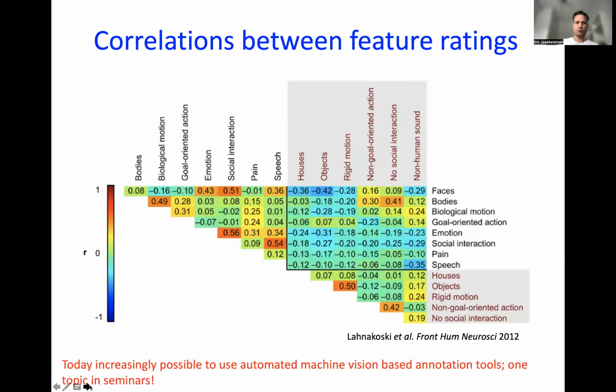And so here you can see just the control analysis and correlations between feature ratings. And here you can see there were some correlations that were quite high. Whenever there was social interaction, there tended to be speech, 0.54, but still there's sufficient independency on these ratings. And then there's this red text that today there are increasing possibilities to use automated machine vision annotation tools, and this is the topic in one of the seminars.